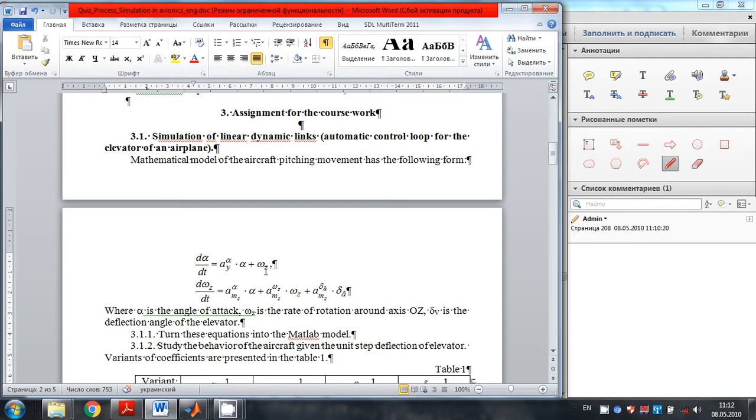But there is a slight difference between these two terms. This one, the derivative of the angle of attack, is the simultaneous change of angle of attack. And this one, the omega, stands for the steady state one. So this differential equation describes the movement both in transient mode and the steady state mode when the derivative fades out and the transient mode is over.